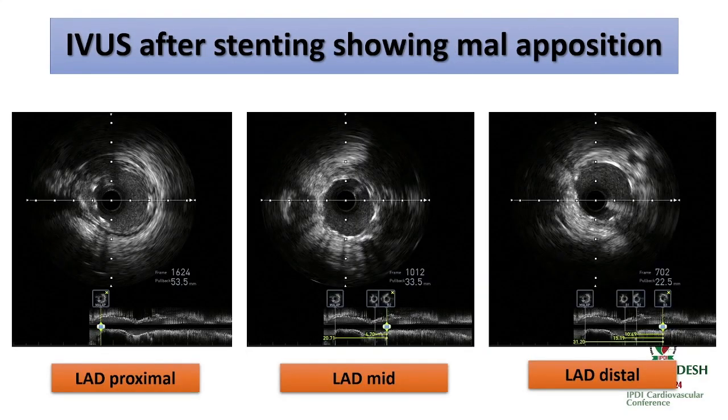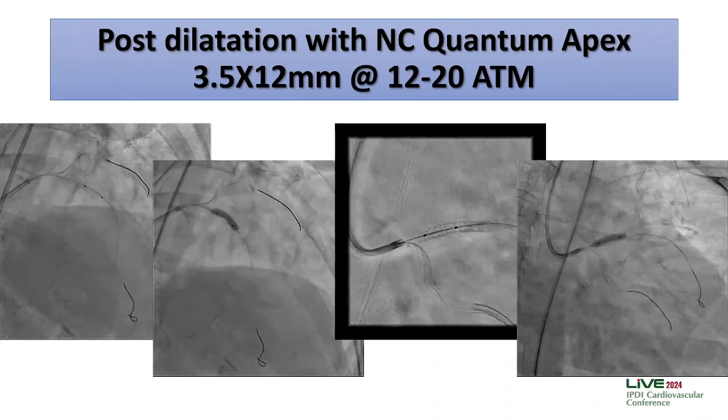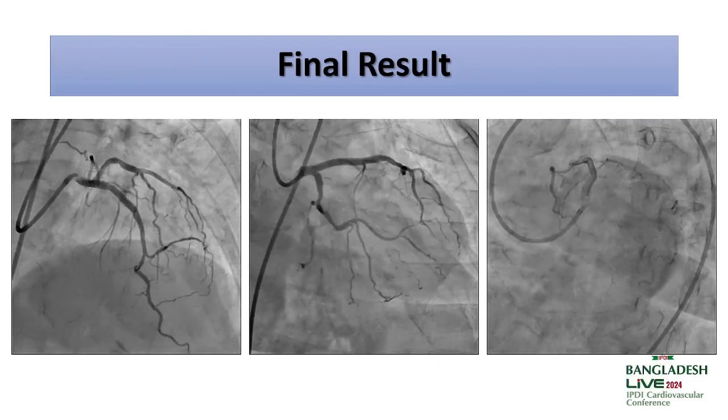IVUS after stenting showed malapposition of the stent in the proximal part. So we post-dilated the proximal LAD with an NC Quantum Apex 3.5 x 12 millimeter balloon. The final IVUS showed good stent expansion, apposition, and good MLD in the proximal, mid, and distal LAD. And this is the final angiographic view.